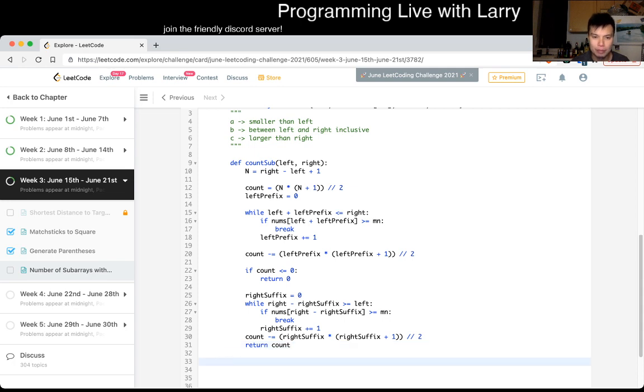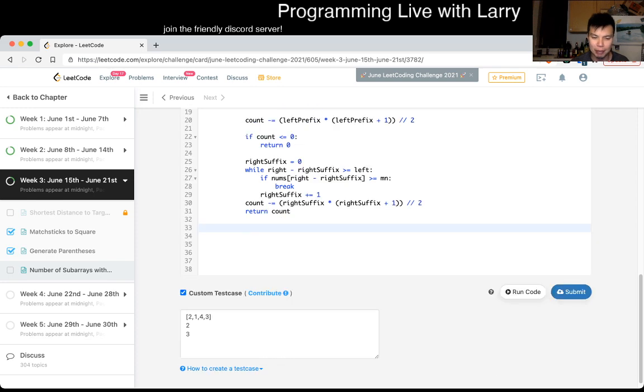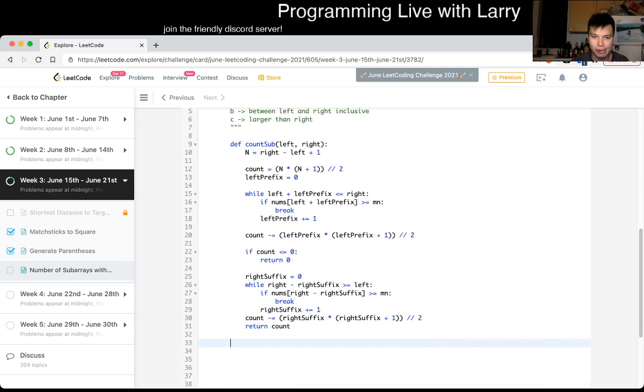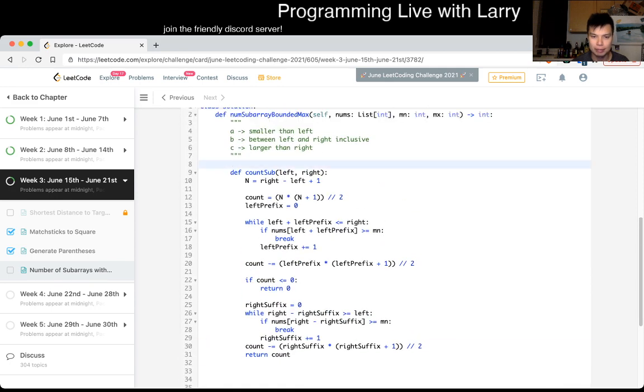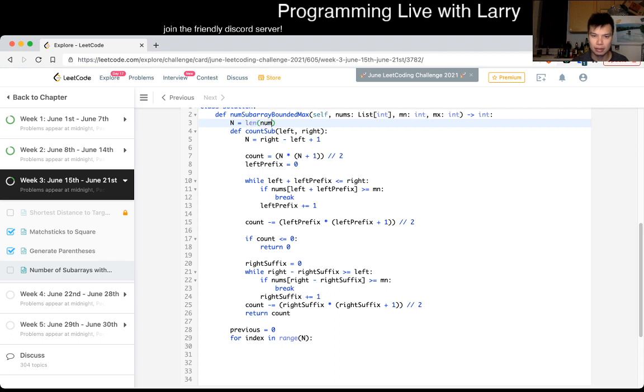So, wish there were more. I mean, we could set up our own test cases. It's not that big of a deal, but yeah. Okay. So then now we just have to divide it. So we go previous is equal to 0, maybe for index in range sub n. I know that the 2 ends, but that's okay.